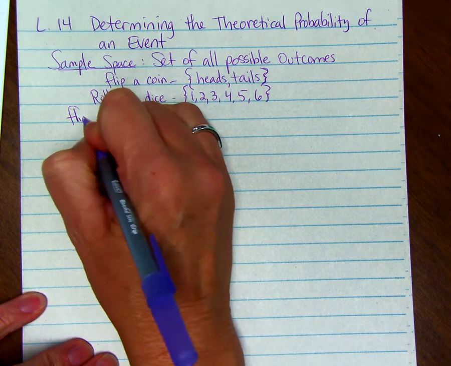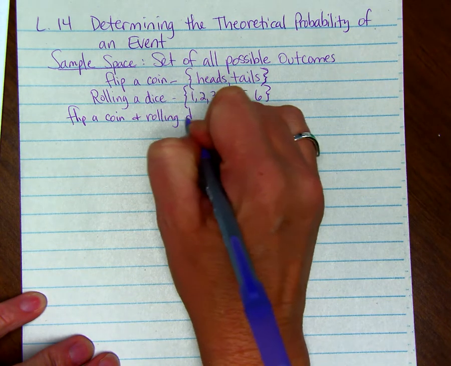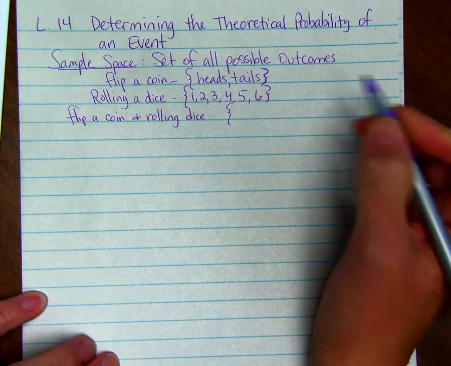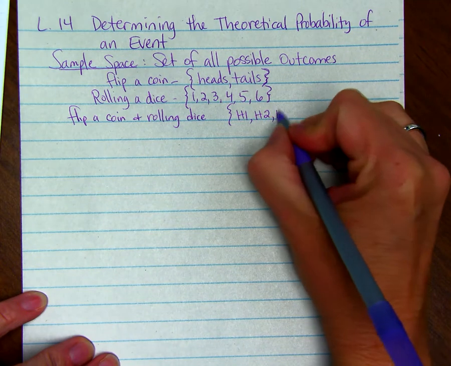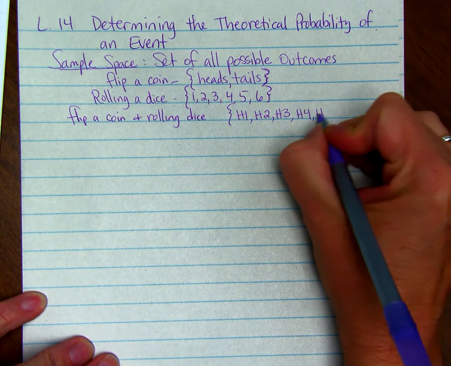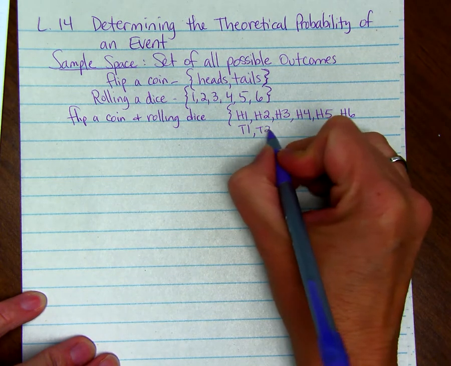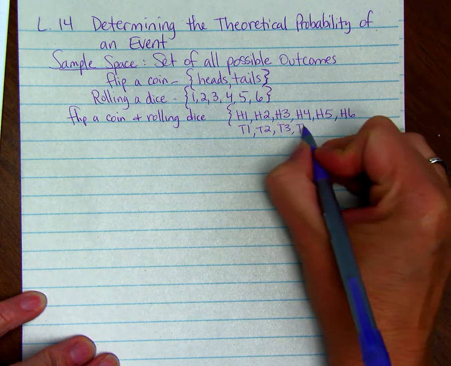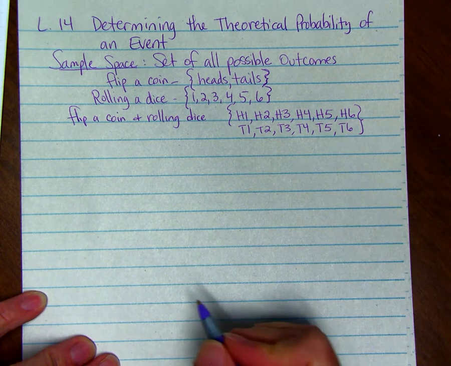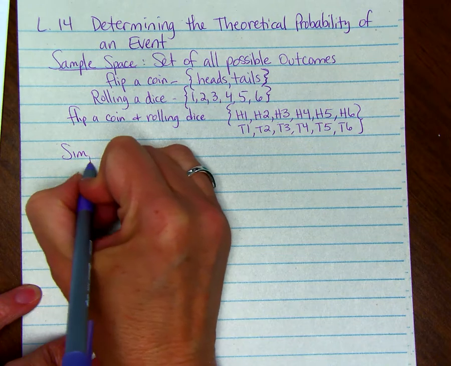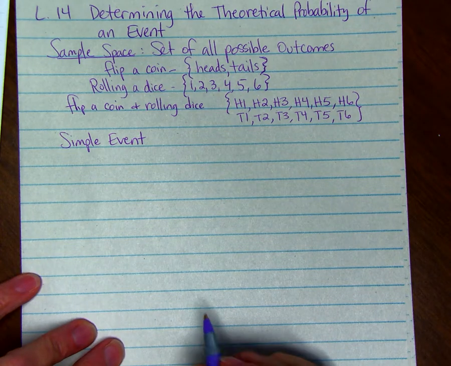If we were going to flip a coin and then roll the die, our sample space would be heads 1, because we could flip a heads and roll a 1. We could flip a heads and roll a 2, heads 3, heads 4, heads 5, heads 6. Then we can also flip tails with all those numbers. So tails 1, tails 2, tails 3, tails 4, tails 5, and tails 6. And your braces.